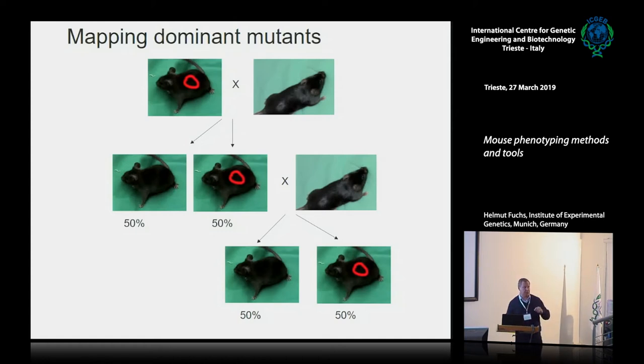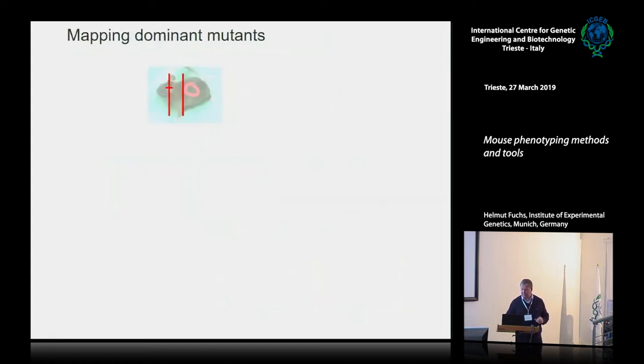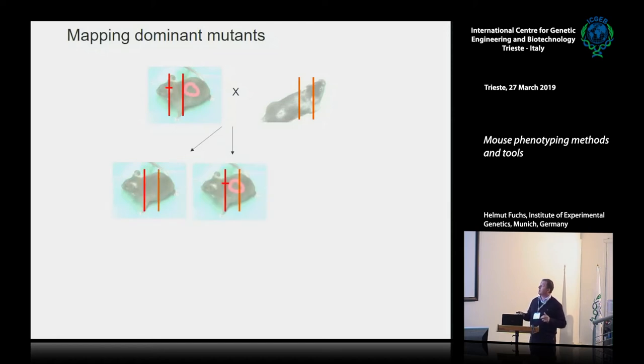But let's have a look what happens on the chromosomal level of these animals. Let's say this is the wild type chromosome. Right here, there's the mutation of the animal. Now let's mate it to a Black 6 animal. I hope you can see that this is orange and this is red. It's a bit difficult to see on the screen. So this means the chromosomes from the Black 6 are in general different from the ones from C3H. We mate them and we see there are wild type animals, heterozygous, and there are the mutant animals, heterozygous, showing the Black 6 chromosome and the C3H with the mutation.